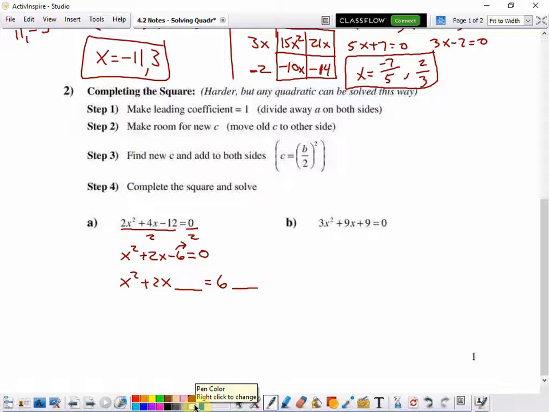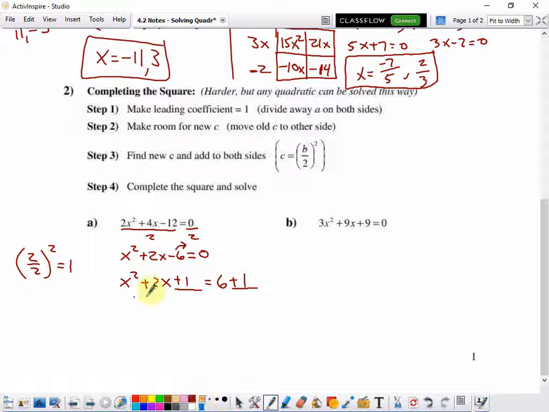Third step is to find the new c and add it to both sides. The new c is b divided by 2 squared. Over here, b is 2, so that's 2 divided by 2 squared. 2 divided by 2 is 1, squared is 1. So I'm adding 1 to both sides.